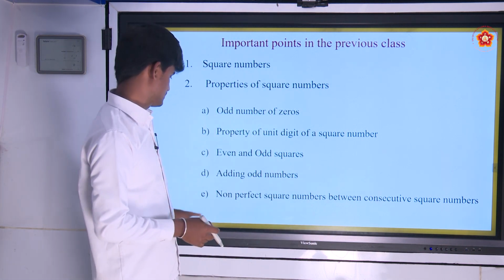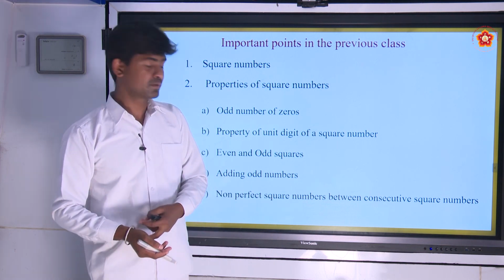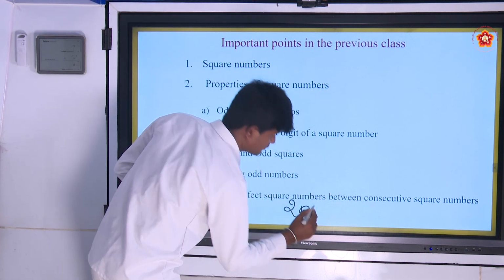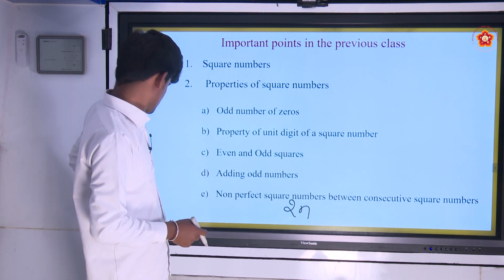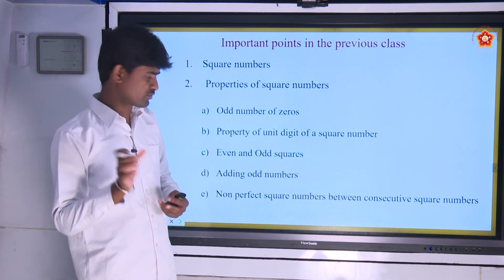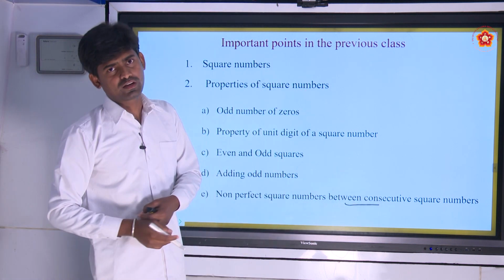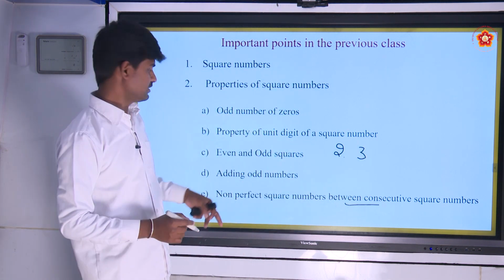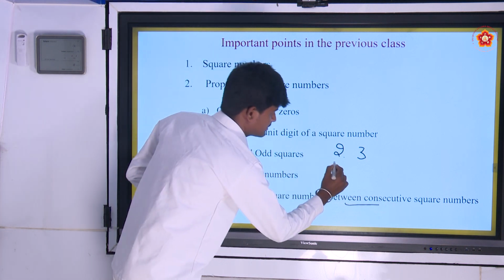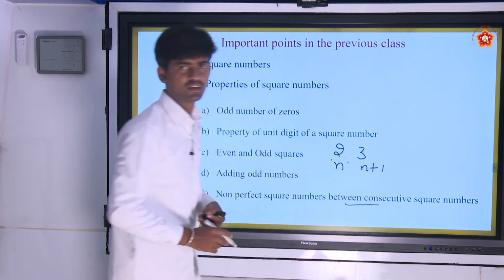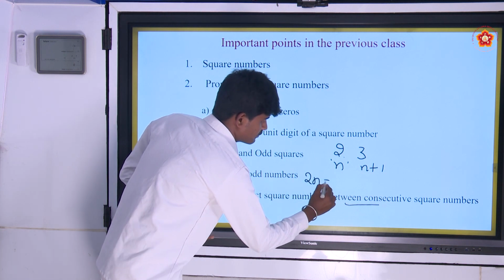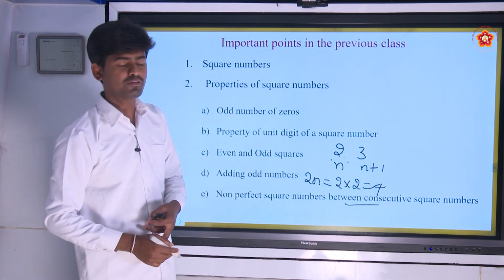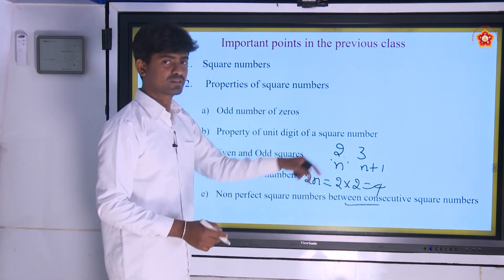Next, non-perfect square numbers between consecutive square numbers. There is a general formula, that is 2n, which we already know. By using this, we find the non-perfect squares between consecutive square numbers. For example, take the squares of n and n plus 1, here n is 2 and n plus 1 is 3. How many non-perfect squares are in between them? We substitute in the formula 2n, n means 2, so 2 into 2 is equal to 4. There are 4 non-perfect squares between the squares of 2 and 3.